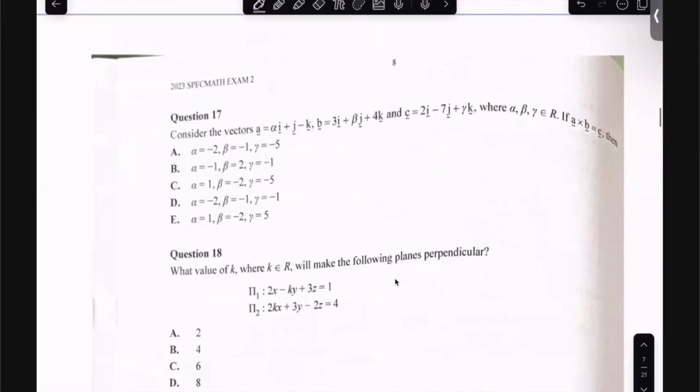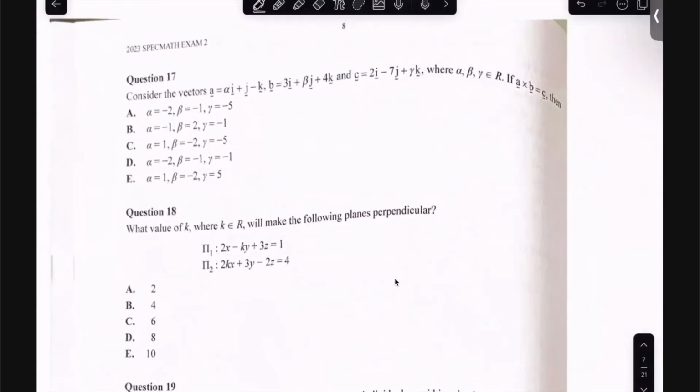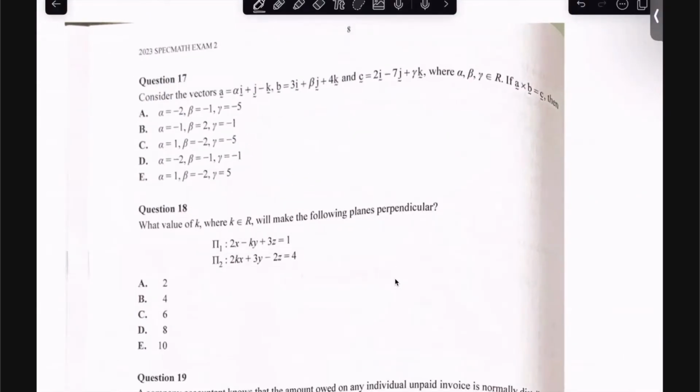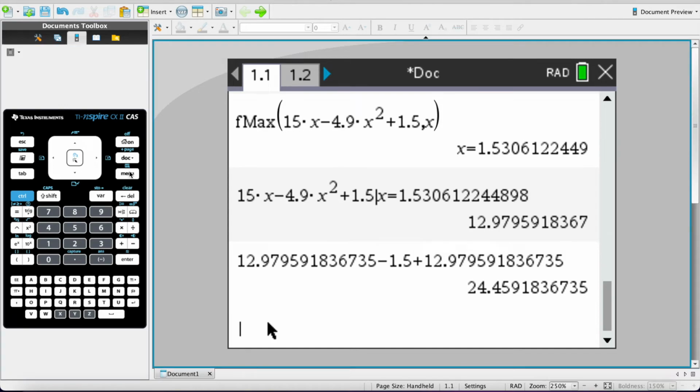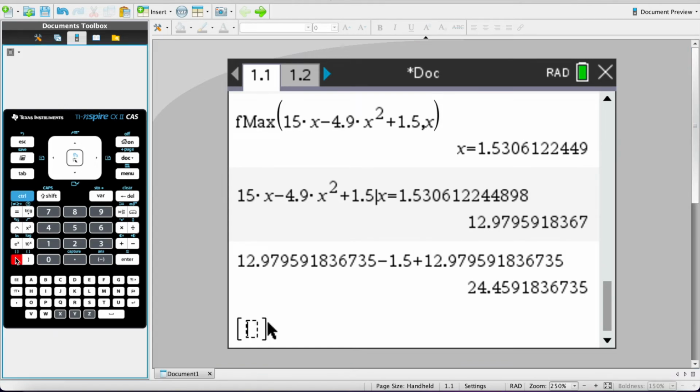Question 17, consider the vectors A and B. If A cross B is C, then that. Okay, so what I can probably do, or hopefully do, is define this vector. I'm just going to say X, Y, and Z are my alpha, beta, and gammas. So X, comma, 1, comma, negative 1. I'm going to store that as my vector A.